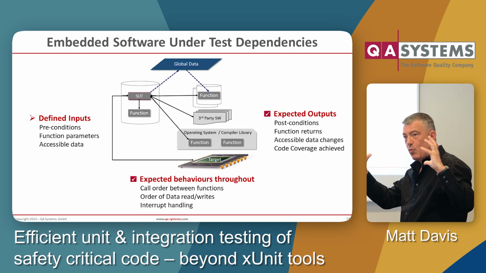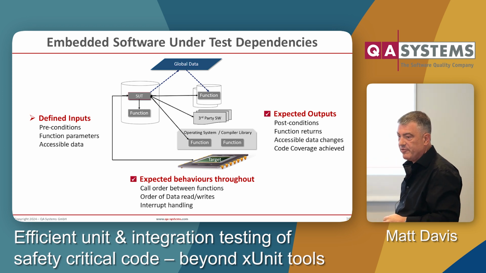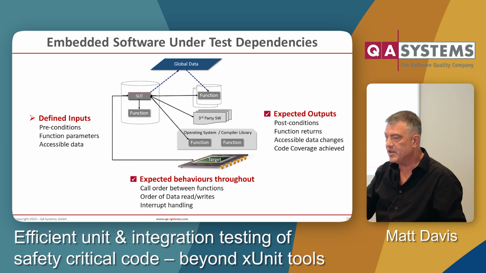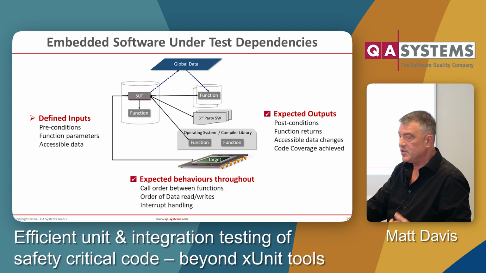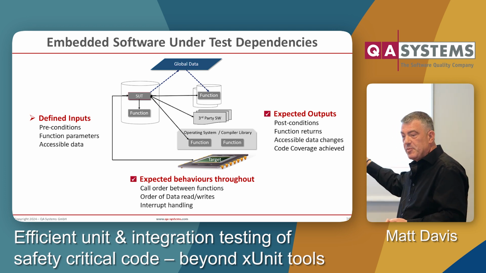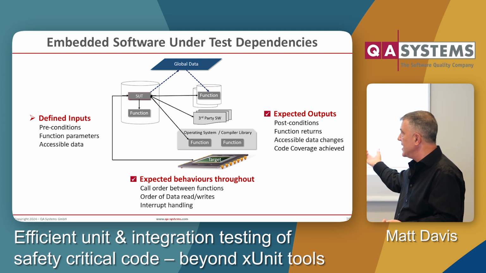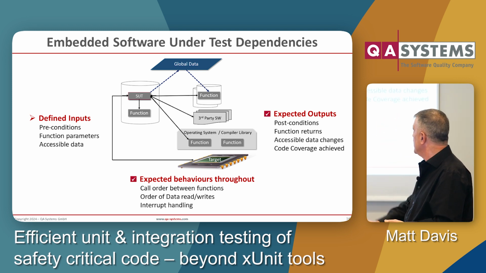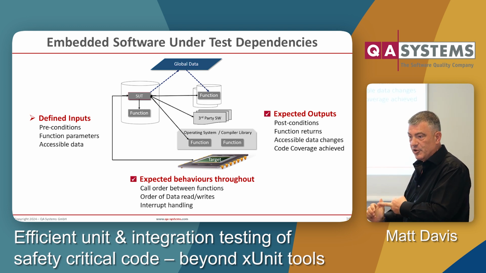So considering the paradigm where we are, we've got embedded software, got some software under test up there on the top left. It might call other functions, might call operating system functions, might interact with the target. These are all things that are in scope. So the defined inputs for those are everything to do with the function parameters, the accessible data, the preconditions, the system initialization, etc. The expected behavior is what calls are made by functions, what data is written to and read from, what interrupts are handled from the code as it runs, and expected outputs are things like function returns, accessible data changes, and of course, the code coverage achieved by those tests.